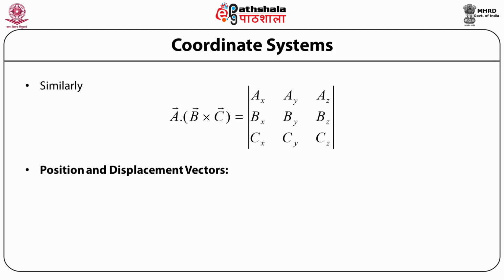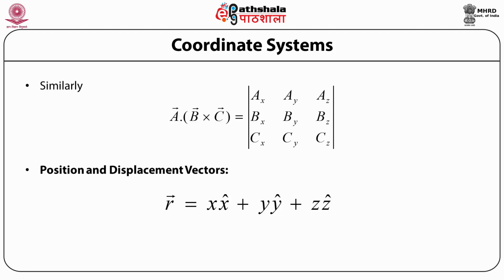So if we take a Cartesian coordinate system having the x, y and z axes, and if we take any point P on that Cartesian coordinate system such that the coordinates of that point P are x, y and z, then the position vector r of this point P from the origin of the Cartesian coordinate system is given by the position vector r equal to x times unit vector x plus y times unit vector y plus z times unit vector z.